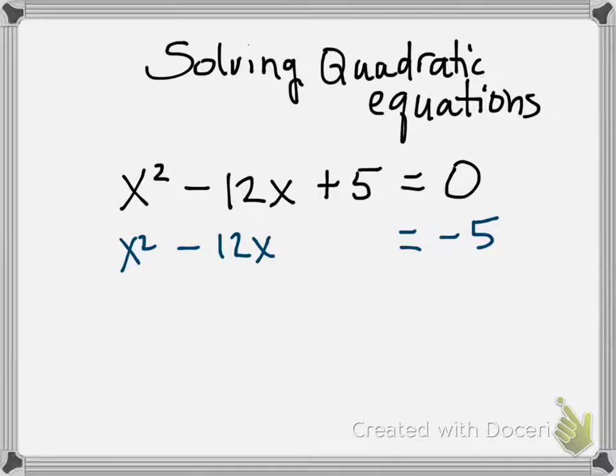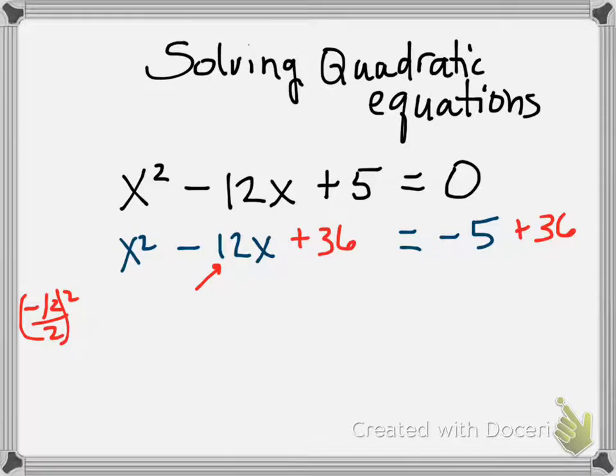both sides. All right, so the thing we add to both sides, we look at our b here, which is negative 12. And we take half of negative 12 and we square it. So half of negative 12 is negative 6. Negative 6 squared is 36. So that means we add 36 to both sides.